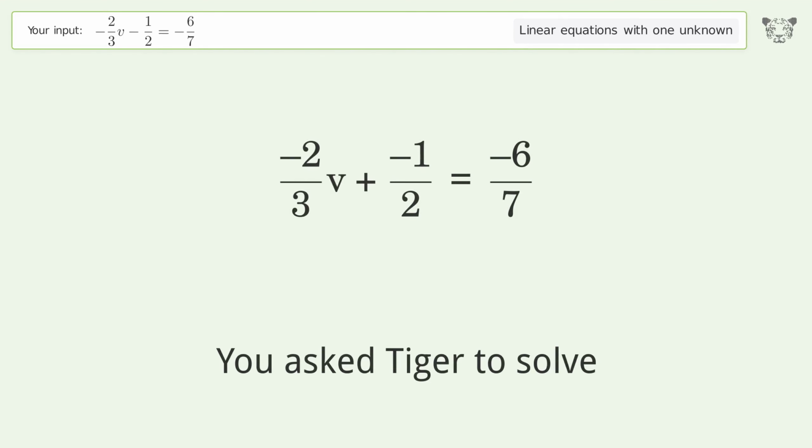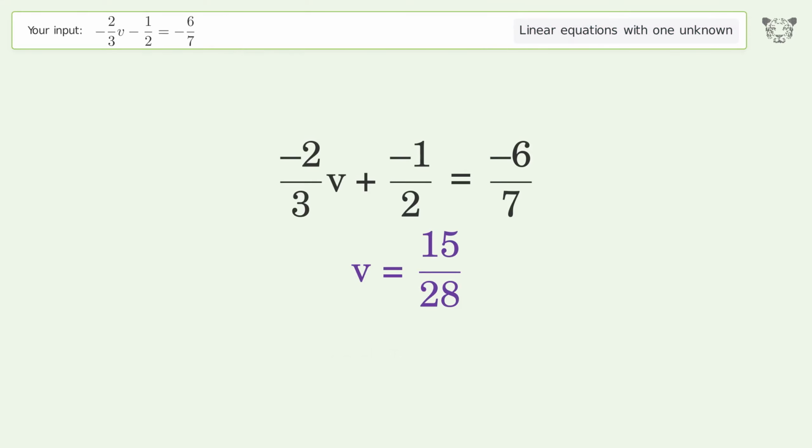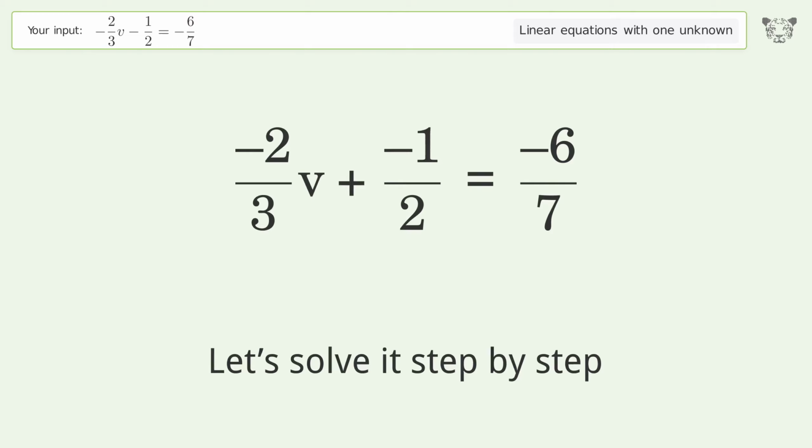You ask Tiger to solve this. This deals with linear equations with one unknown. The final result is v equals 15/28. Let's solve it step by step.